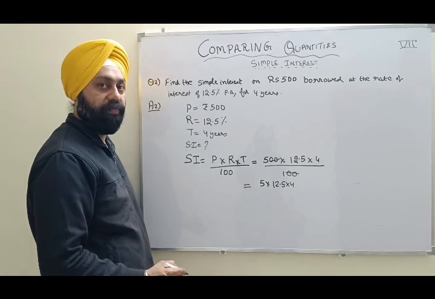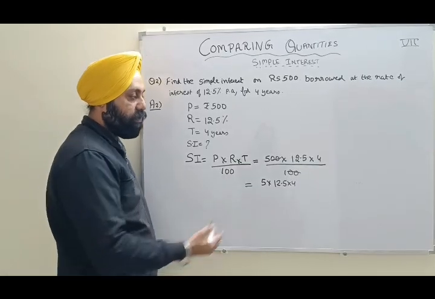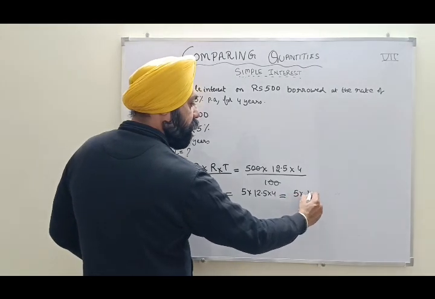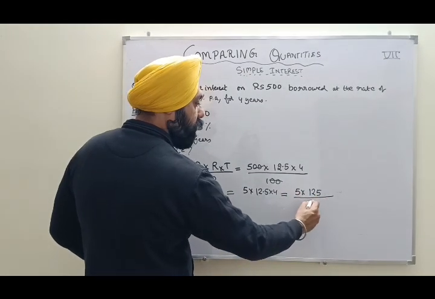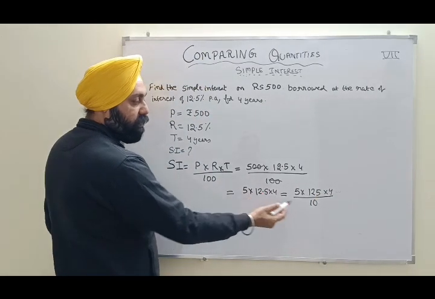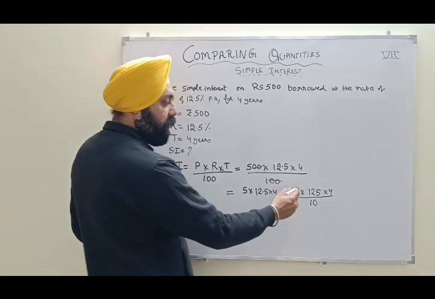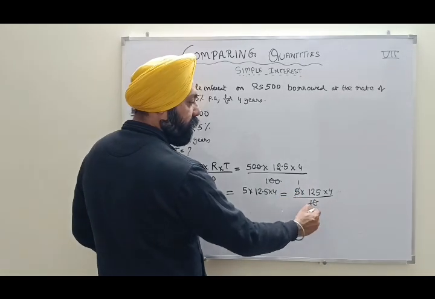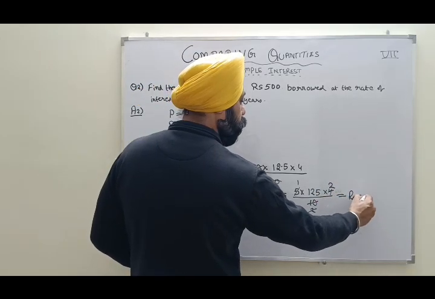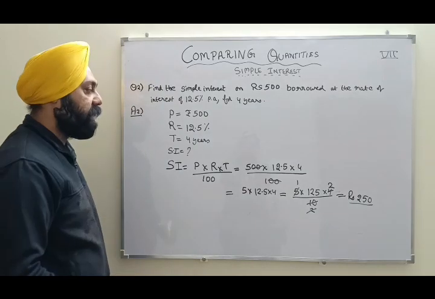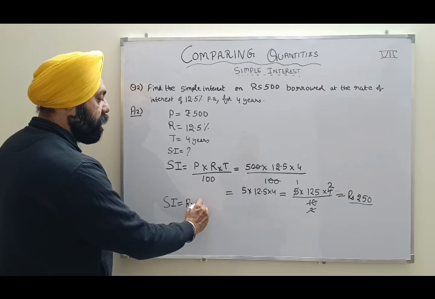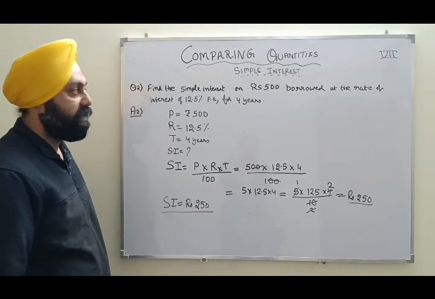Some students are not comfortable while multiplying these decimals. So it's better you remove the decimal sign. So we can write 12.5 as 125 upon 10, because after the decimal point there is only one digit, so we'll put only one 0. Now we can cancel out 5 and 10, and 2 and 4. After doing the calculations, the simple interest is rupees 250. So this is our answer.